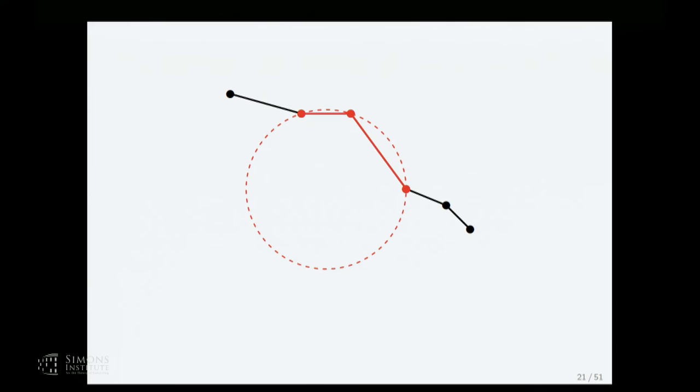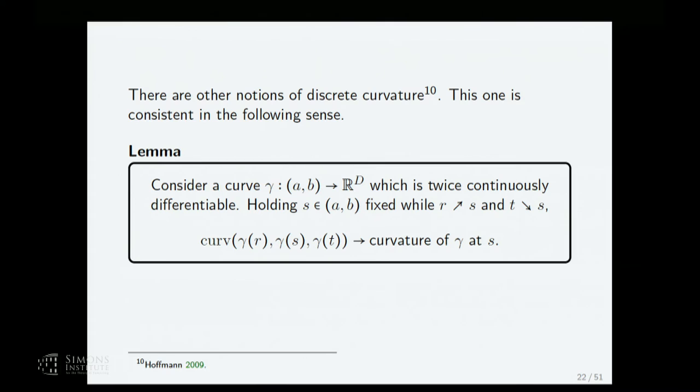Okay. So there are other notions of discrete curvature. This was kind of new to us, but there are other notions of curvature in the literature, apparently, but they are mostly based on angle, which is not something that we can use. But this one we can use, in particular, has this nice consistency result that says that if you have a continuous curve, not just continuous, a smooth curve that's twice differentiable, then if you fix a point on the curve and approach it on both sides and you track the curvature defined by the triangle there, then it converges to the curvature of that curve at that point. Okay, so it has that, it's sort of the minimum you want of something like this.